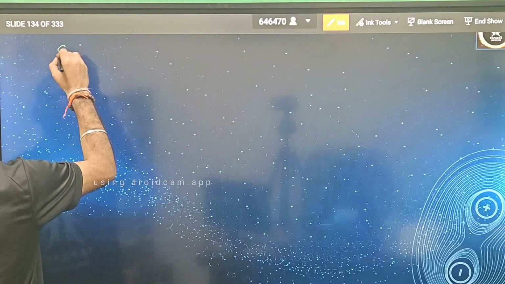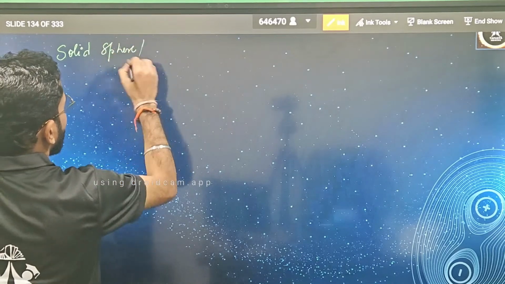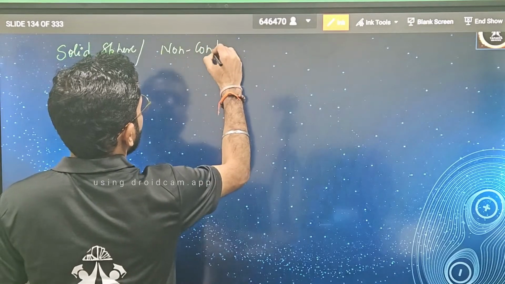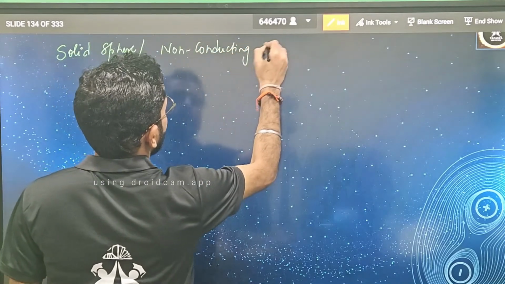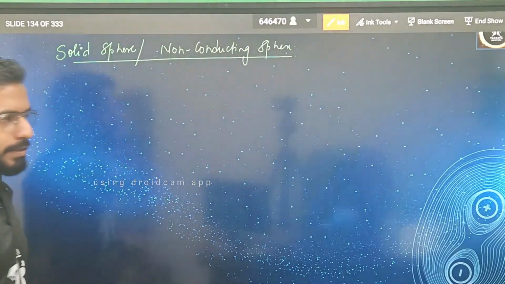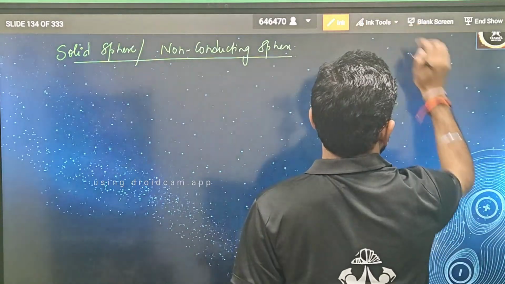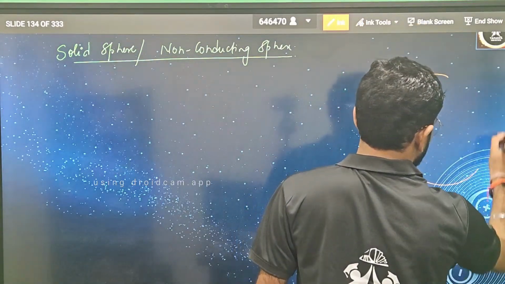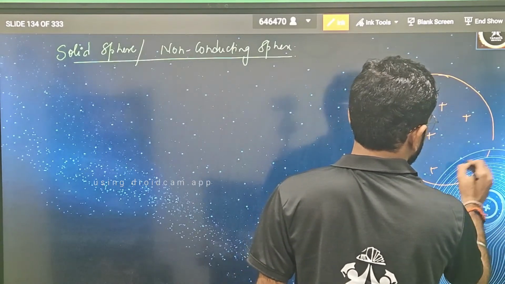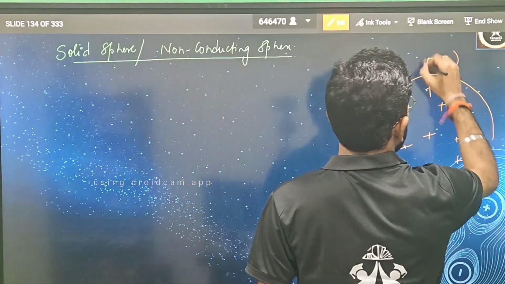Now what kind of bodies can they give you? Either they will give you a solid sphere, or they can give you a non-conducting sphere. Both of these mean the same. What kind of body is there? This time again, this kind of body is there, but this time charges are present on the complete body, not only on the surface, inside also charges are present. Net charge is q and radius is capital R.